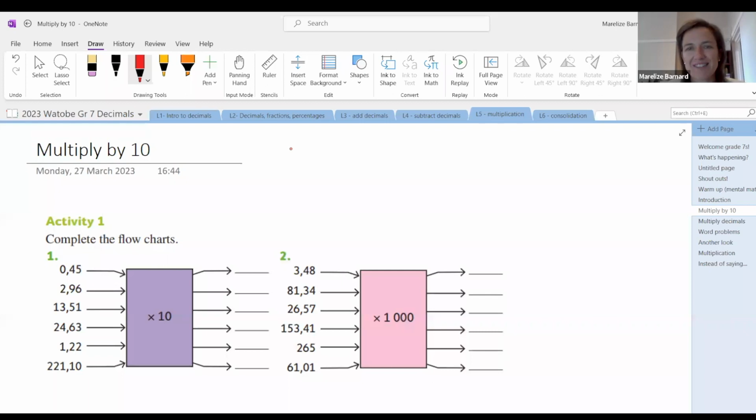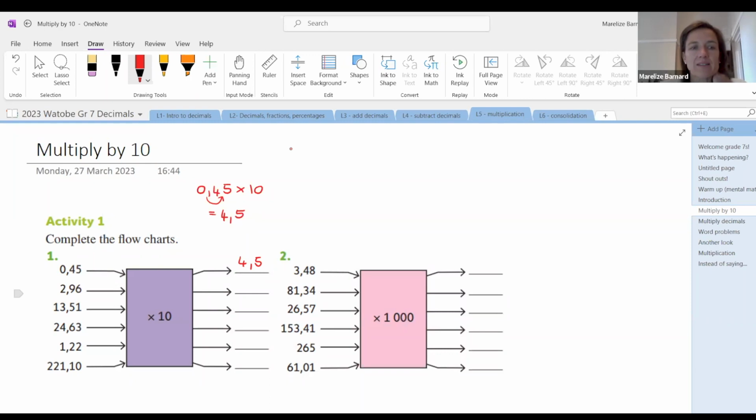Waiting for answers. There we go. So 0.45 times by 10 means we make this number 10 times bigger. If we make it 10 times bigger, that's the same as moving the comma one place to the right. So that gives me 4.5. Timesing by 10 makes the number 10 times bigger, so we move the comma one place to the right.